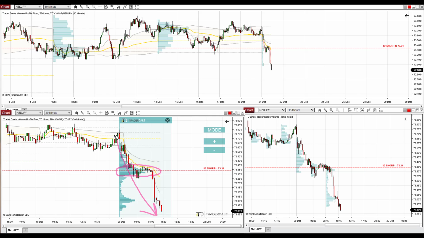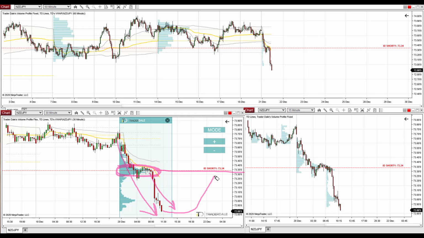So the sellers were pushing the price downwards, then they were adding massively to their short positions in here, and then they continued pushing the price downwards. This is a place where they placed most of their short positions, and they will want to defend this place if there is a pullback.